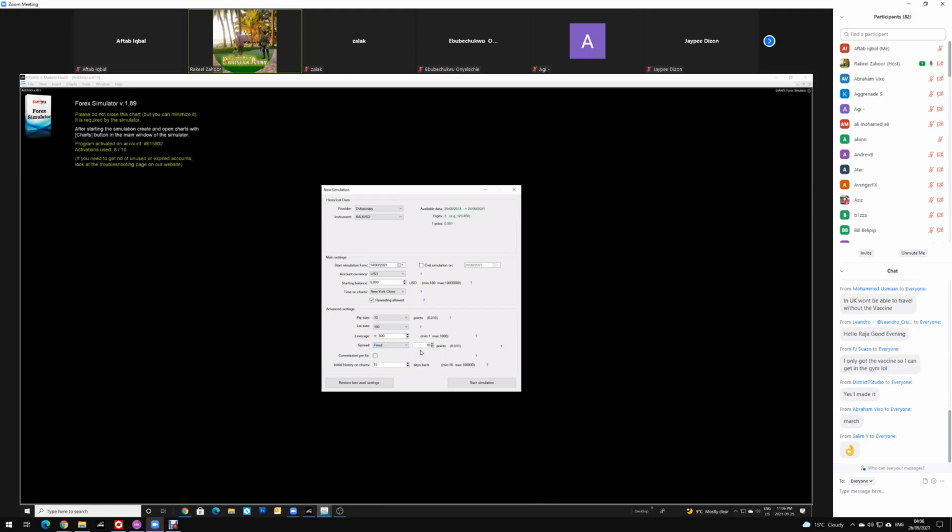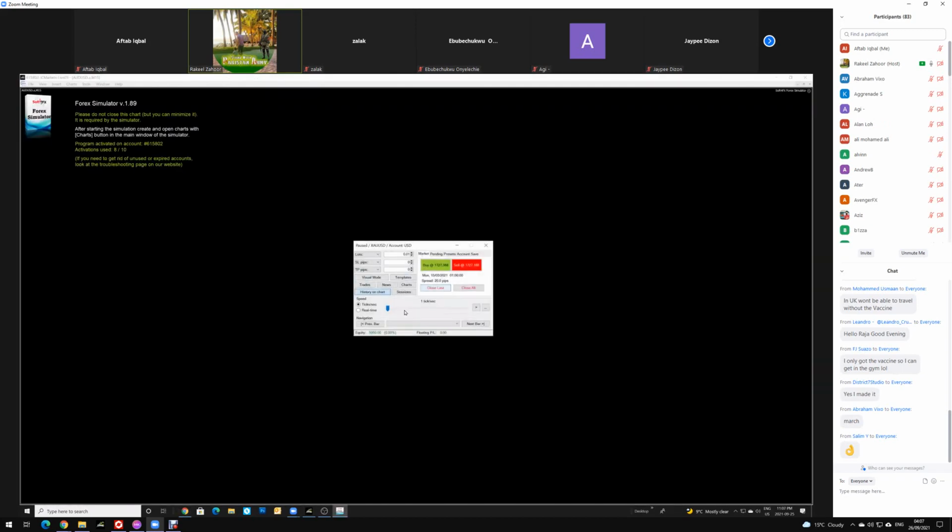Okay, fixed spread. Spread is going to be, let's do 1.8 pip spread. Actually, 2 pip spread. Yeah, 2 pip spread. Close to reality. History on charts is going to be 200 days that we want to see. 14th March, New York close, gold, and perfect. Start the simulation over here.